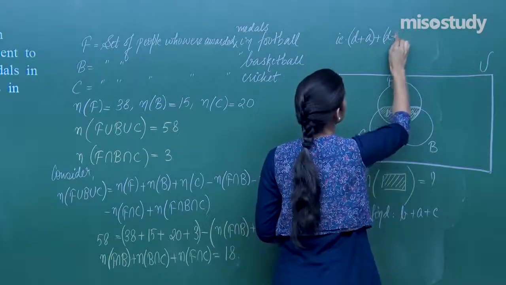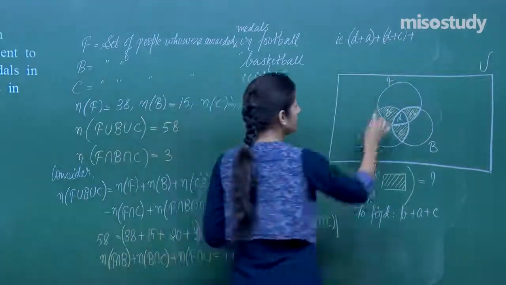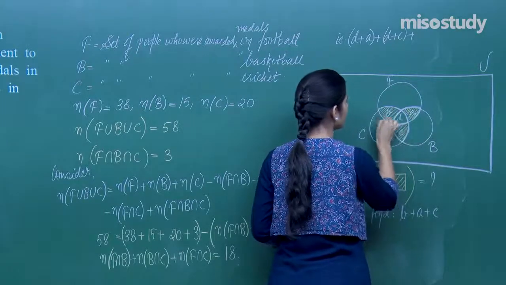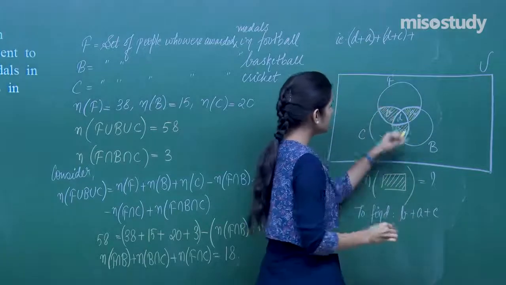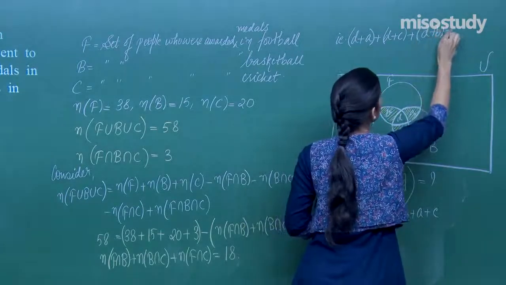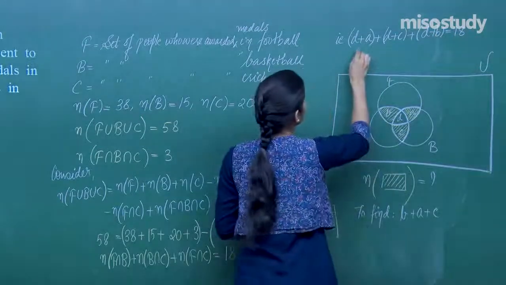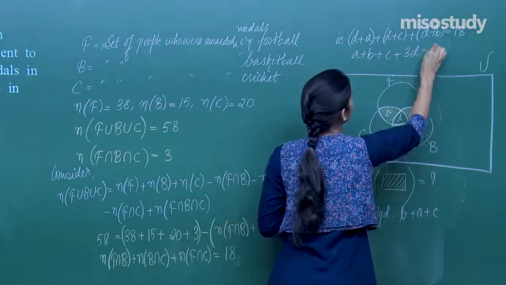So D plus C plus number of members in F intersection C. F intersection C is this. This complete is F intersection C. How many members are there? D plus B. This is coming out to be 18. Right? That means you have A plus B plus C plus 3D equals 18.